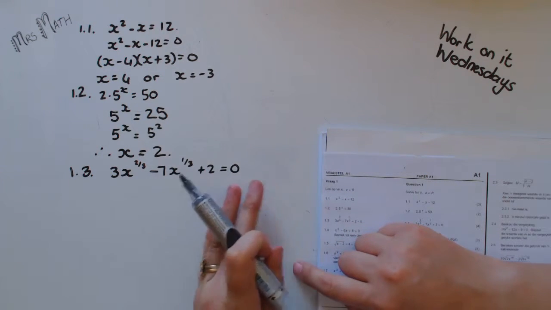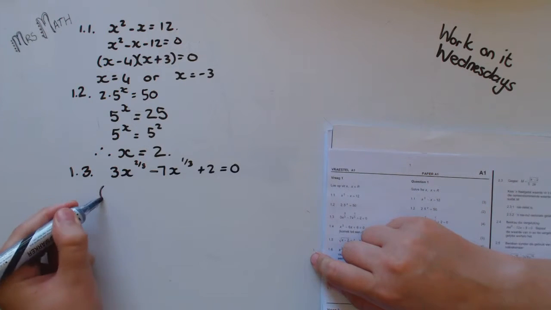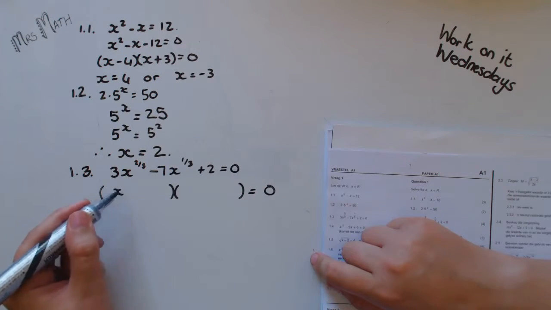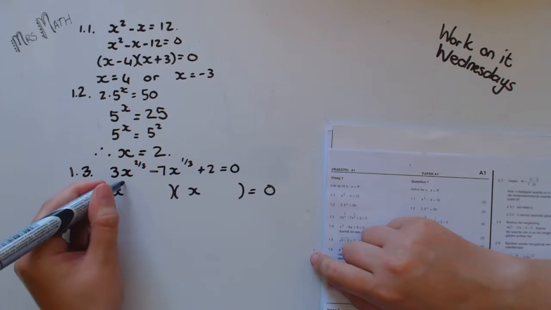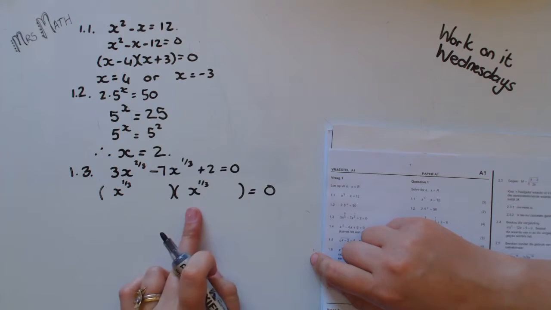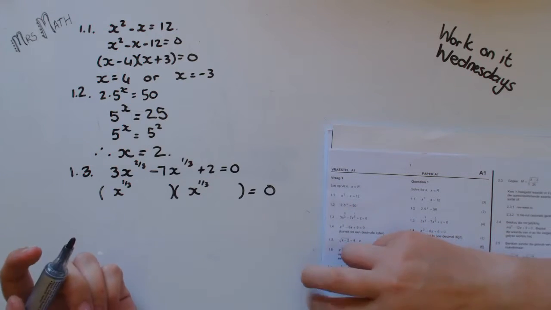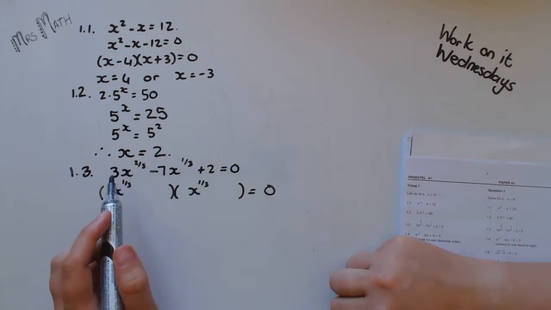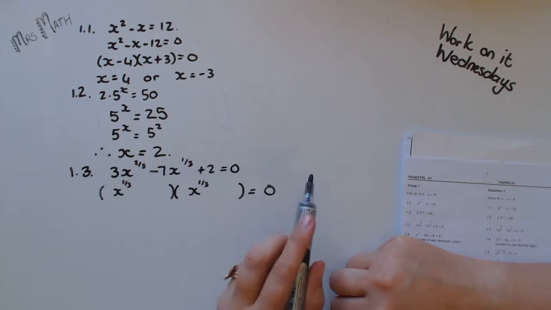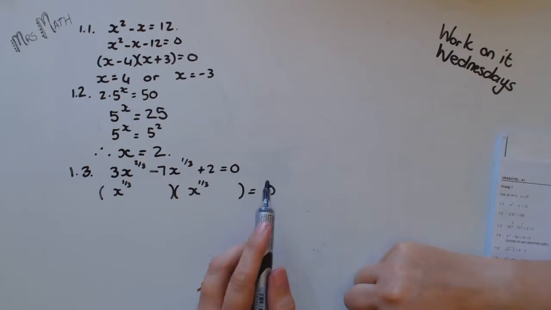So what I'm going to do is factorize this like I normally would, but instead of an x here and there, I'm just going to put x to the power of 1 over 3 there and there. So that's all that I'm going to do. I've got a 3, 7, and 2 there. I can't divide the 3 out, so I'm going to have to do advanced trinomial factorizing.